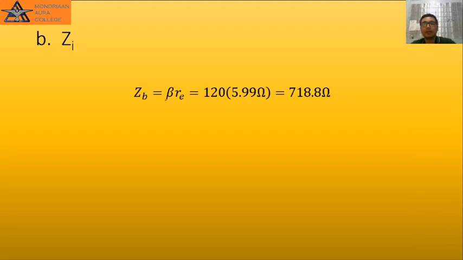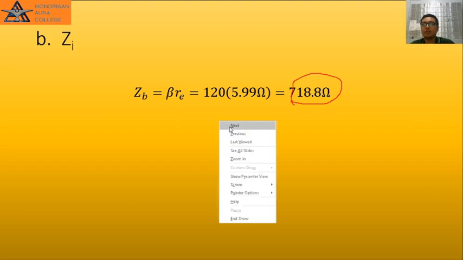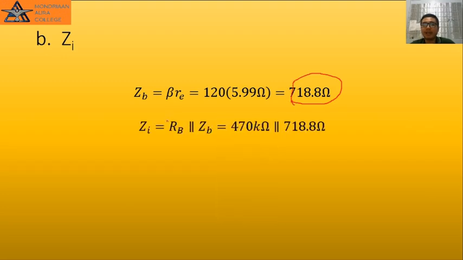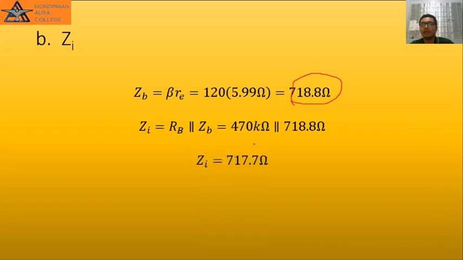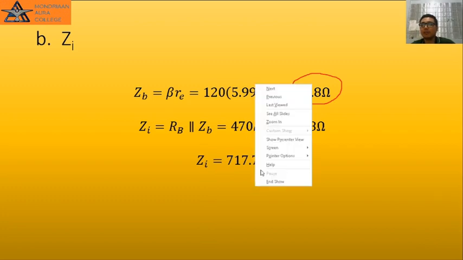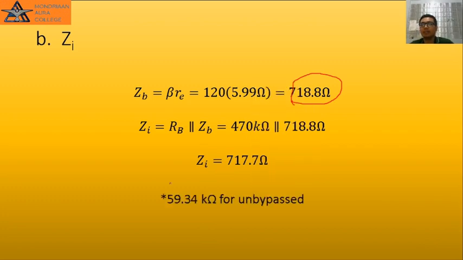For letter B, the input impedance, ito magkakaroon na tayo ng difference. Kasi iba na yung equation natin for the input impedance, no? Rather for Z sub B. Ang Z sub B natin ngayon is beta times R sub E. That is equal to 718.8 ohms. Ipaparallel natin yung RB tsaka yung Z sub B to get Z sub I. And then we have 717.7 ohms para sa ating input impedance.